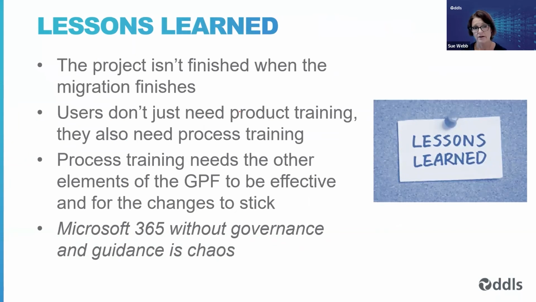So the lessons that we learned from our rollout was that the project is not finished when the migration finishes. The migration is only part of the project. We also learned that users don't just need product training, they also need process training. We know that process training needs the elements of the GPF to be effective and for the changes to stick. And I guess the tagline from all of this is that Microsoft 365 without governance and guidance is chaos, and it really is. I used to say that about SharePoint. When I taught SharePoint, I would say SharePoint without governance is chaos, but now I say it about 365 because it's more encompassing, and it's not just governance, it needs guidance as well.